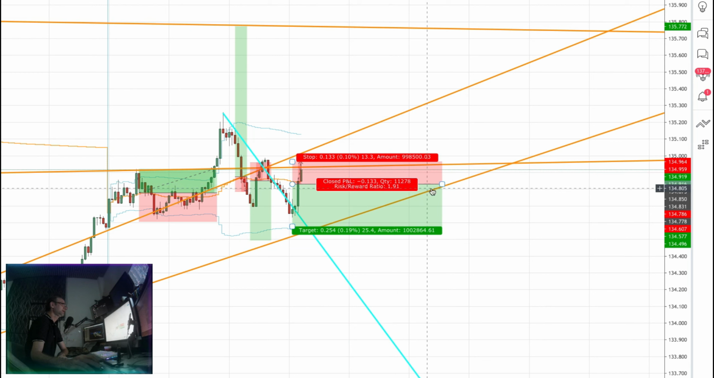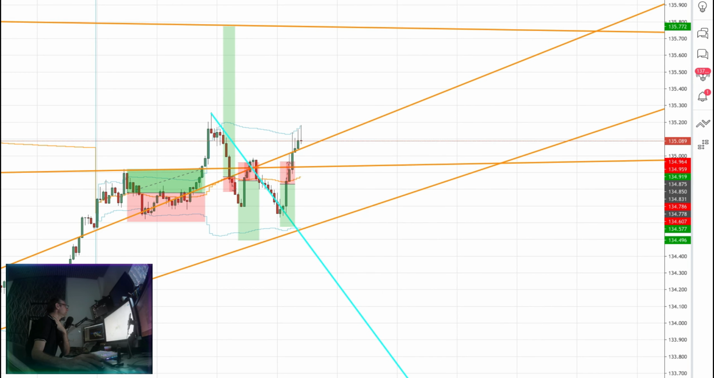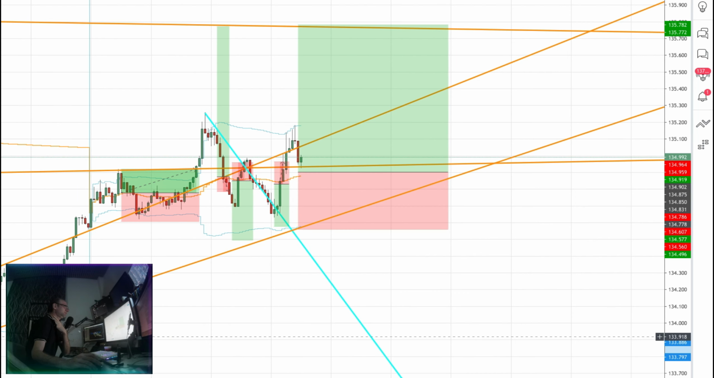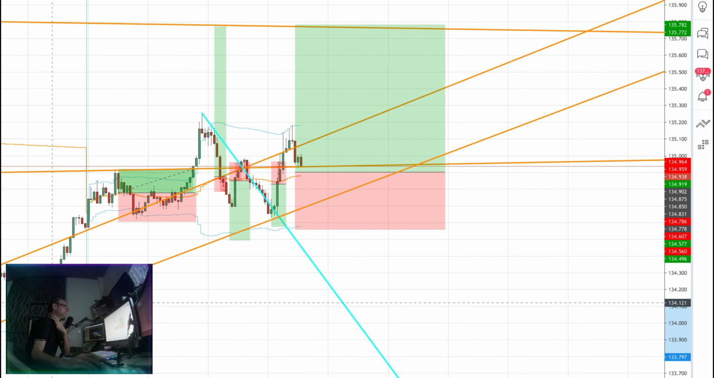And I got stopped out again. Unbelievable. Okay, we're back in bullish territory, so we're buying. Buy limit here, and I'm going to move this trend line here now.